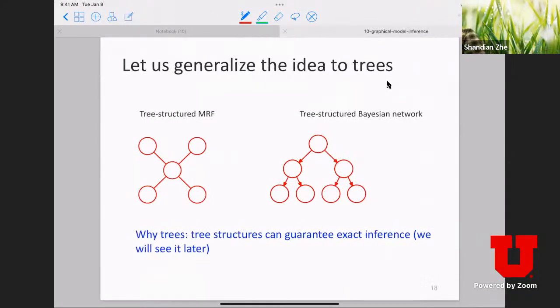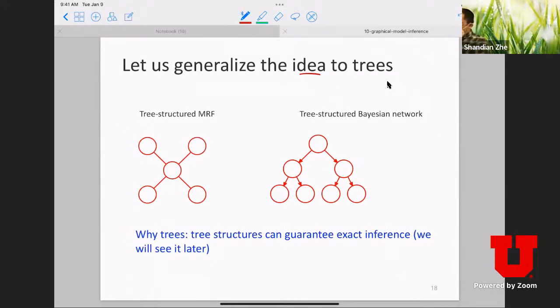Now let us generalize this idea to trees. Again, I want to emphasize that this trick is very useful and very efficient when you deal with a tree-structured graphical model. But if it is not a tree and has some cycles, then it won't. You can still apply a similar calculation procedure, but it won't be guaranteed to be accurate. It is a kind of approximate inference, usually referred to as loopy belief propagation.